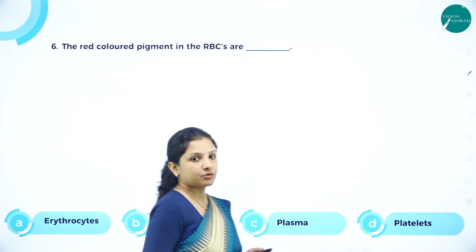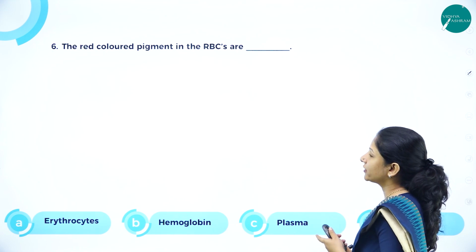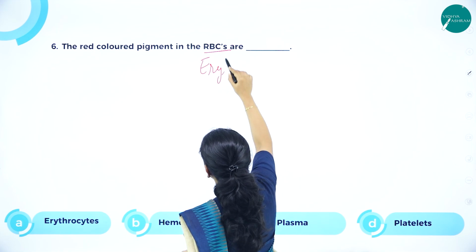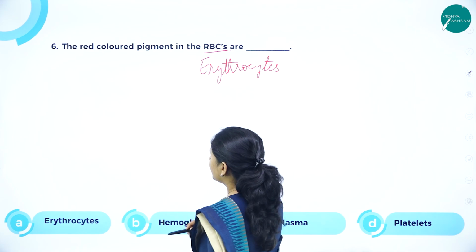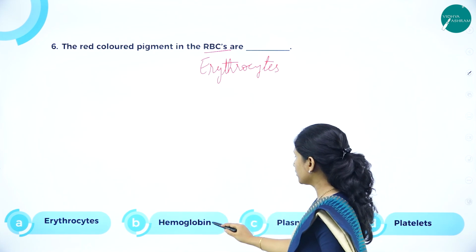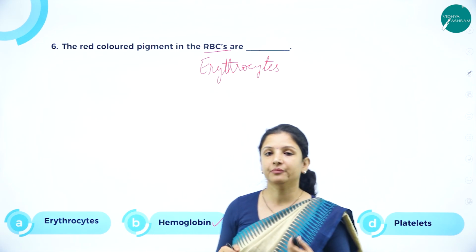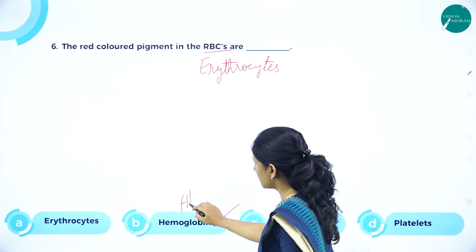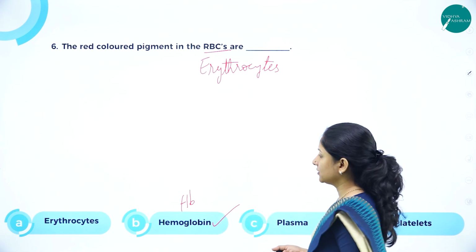So the next question is, the red colored pigment in the RBCs is... or they can ask, instead of RBCs, erythrocytes, because RBCs are also called erythrocytes. The answer is hemoglobin. Plasma is a colorless fluid. Platelets are the clotting factors which help in clotting of blood. It is hemoglobin, that is Hb, which actually imparts red color to the blood.